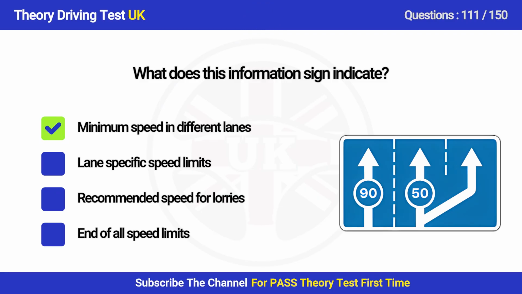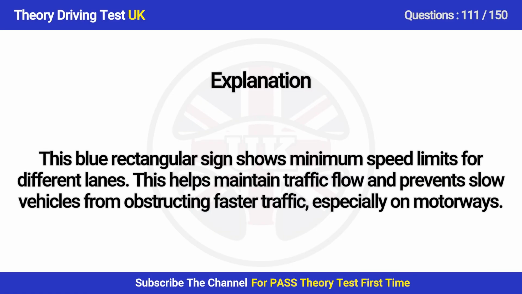Answer is A. Minimum speed in different lanes. This blue rectangular sign shows minimum speed limits for different lanes. This helps maintain traffic flow and prevents slow vehicles from obstructing faster traffic, especially on motorways.